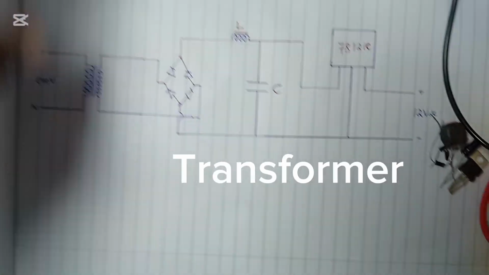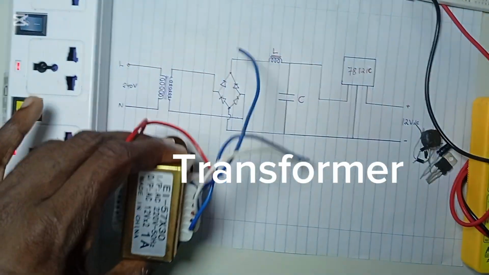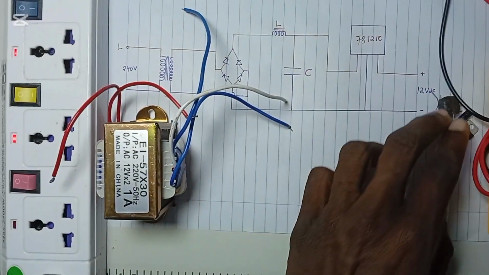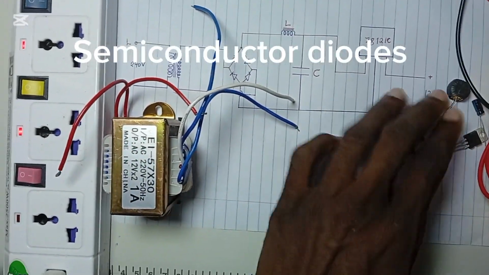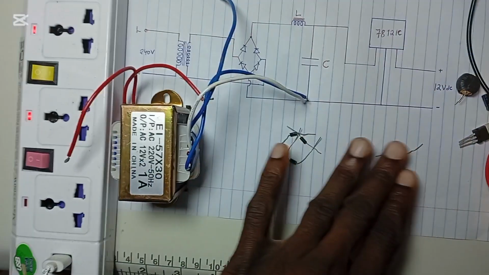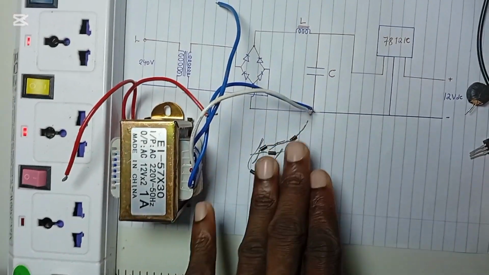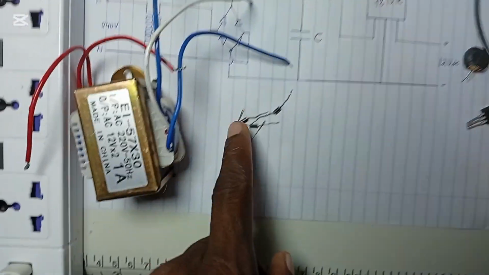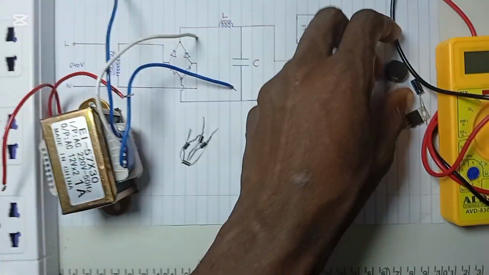We have the transformer. After the transformer we have semiconductor rectifier diodes. They are 1, 2, 3, 4, connected in a bridge. We'll connect them in a bridge.